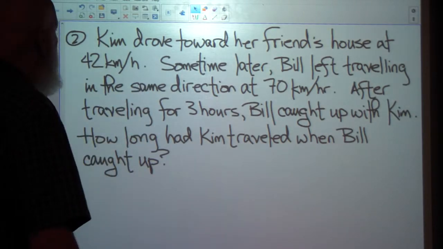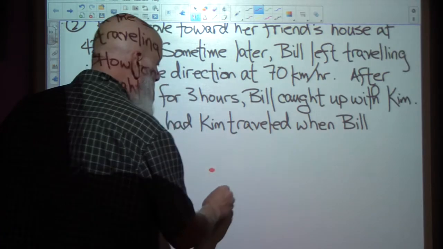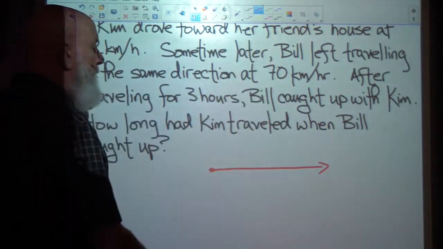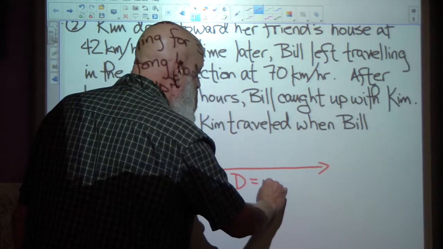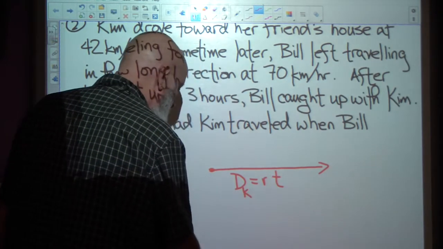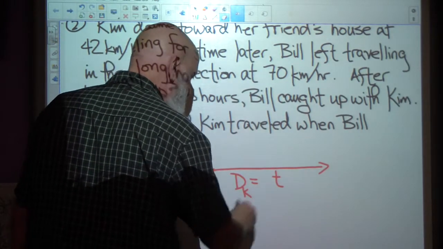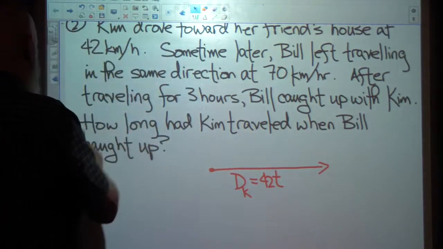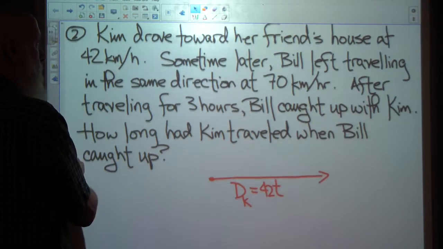Kim drove toward her friend's house at 42 kilometers an hour. I'm just going to start illustrating it so I can get an idea of what's going on. She's driving towards her friend's house at 42 kilometers an hour. So distance is equal to rate times time. This is Kim, and her rate is 42 kilometers an hour.